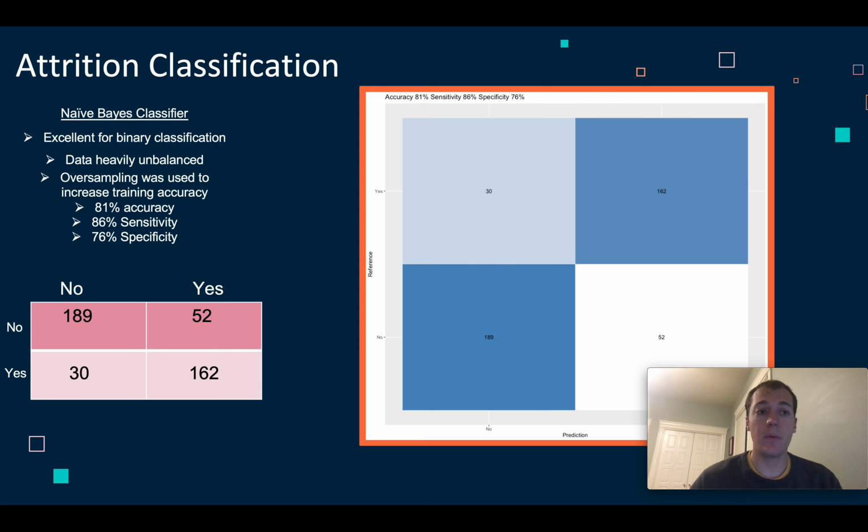All right, so next up, we used a naive Bayes classifier, and we found out that naive Bayes works pretty well. It's got about 81% accuracy, 86% sensitivity, and 76% specificity. And then we also used regularized discriminant analysis, which is great for binary classification. It got 85% accuracy, 87% sensitivity, and 83% specificity.